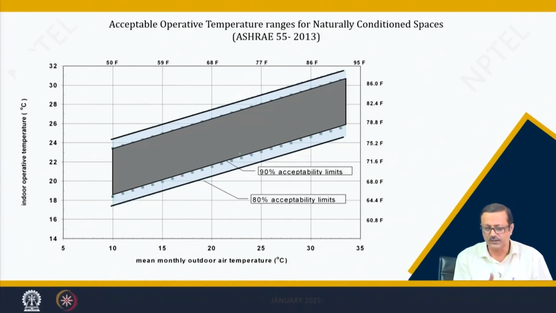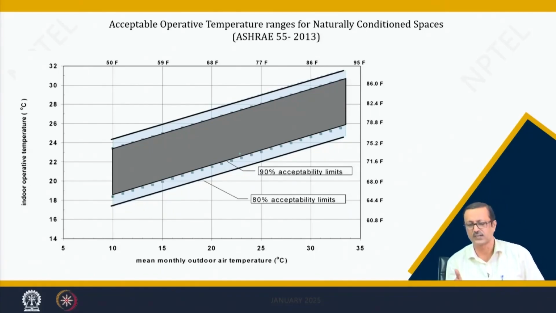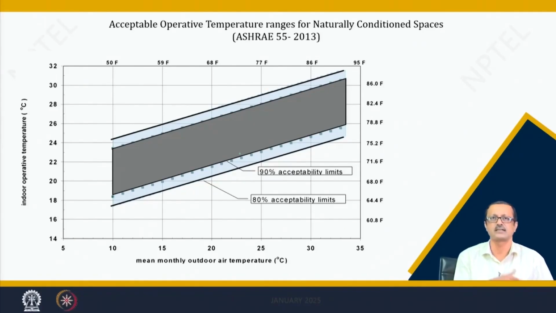So, the monthly mean outdoor temperature is on the x axis, and the upper axis is the same, which is only in degree C and degree Fahrenheit, and the indoor operative temperature is on the y axis. So, operative temperature we can take in a still air kind of scenario with half of the DBT and half of the MRT, and this band, about 10 degrees to almost about 34 degrees centigrade, can be taken as the 90% accepted case or the 80% accepted case or something like that.